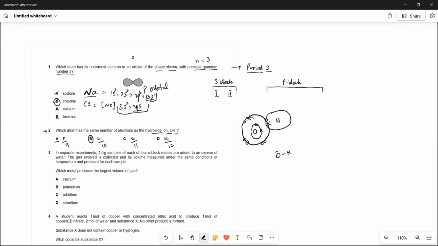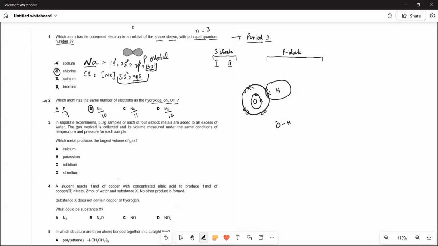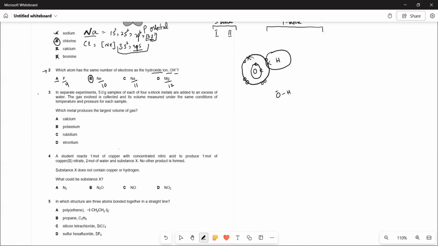Yes. Okay, now let's look at question number 3. In separate experiments, 5 samples of each of 4 s block elements, they are s block, it means they belong to either group 1 or group 2, are added to an excess of water. The gas evolved is collected and its volume measured under the same conditions. So these are the metals and they are basically added to the water.